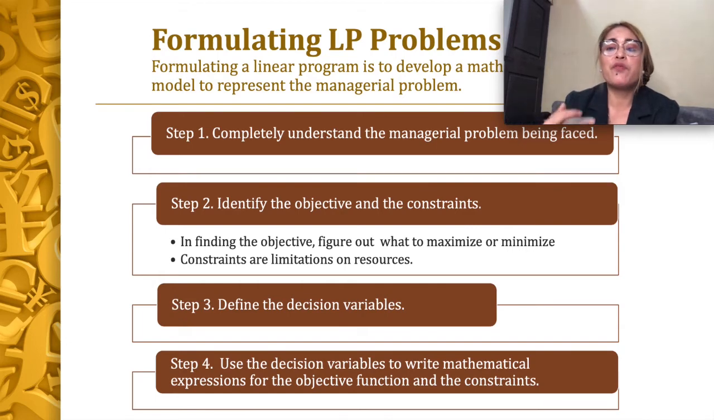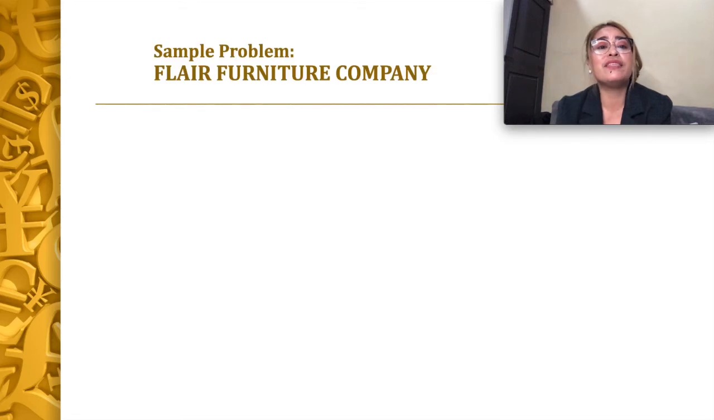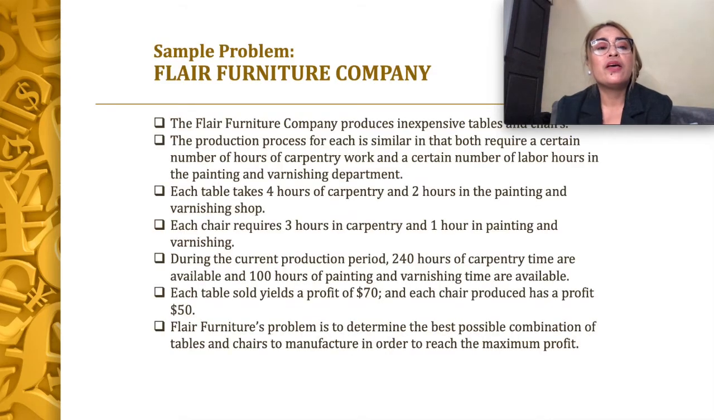Now, to make this more understandable, let's take some example from the book, The Flair Furniture Company. And this is actually the data of this problem. The Flair Furniture Company produces inexpensive tables and chairs. The production process for each is similar in that both require a certain number of hours of carpentry work and a certain number of labor hours in the painting and varnishing department.